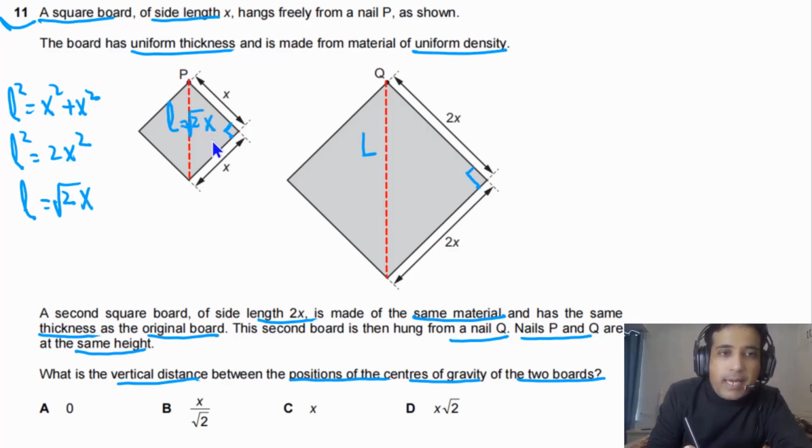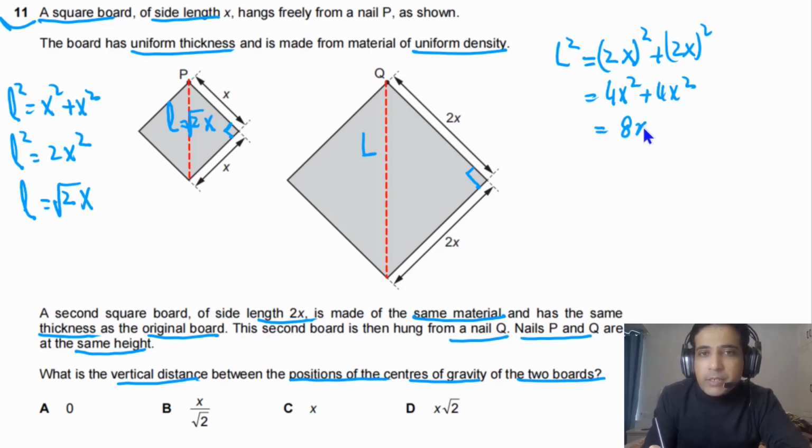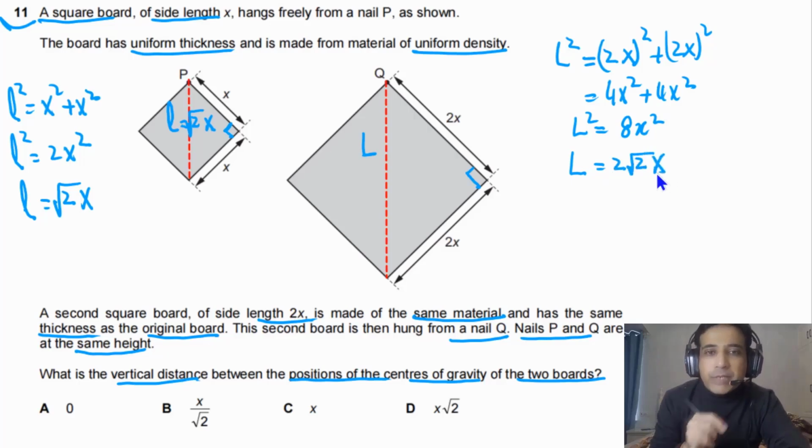And now we try to find the value of capital L. You can do it in the same way. L square will be equal to 2x square plus 2x square. And from here we can write this as 4x square plus 4x square. If we add these two together, we get 8x square. And here we have L square. We need L, so we have to take the square root on both sides. So this will be 2 root of 2 times x. So we have the value of small l and also the value of capital L.